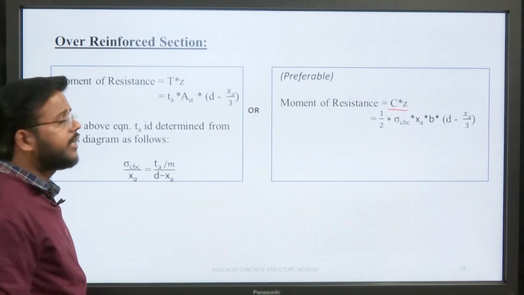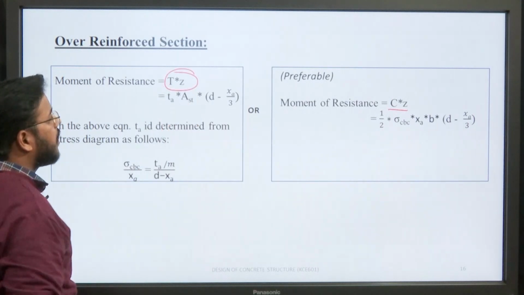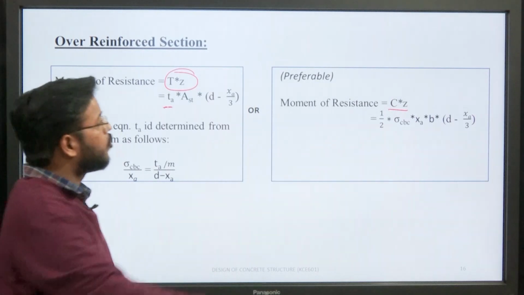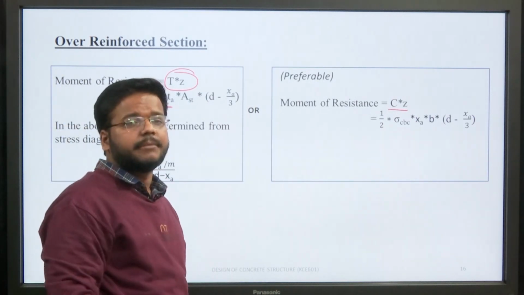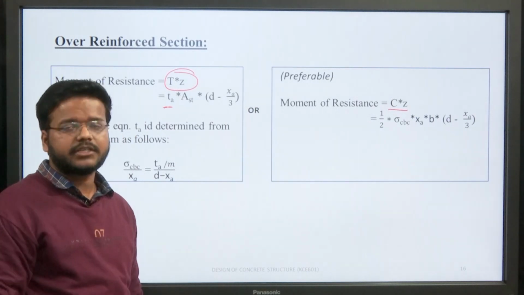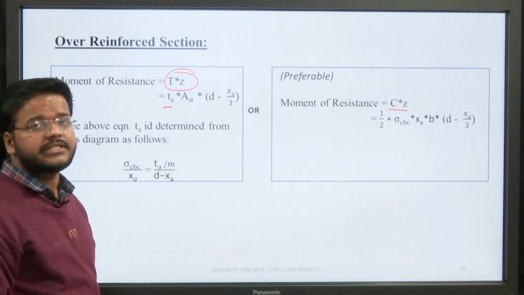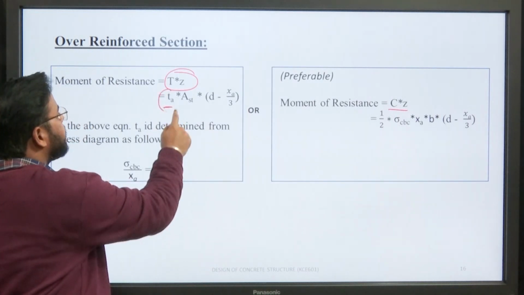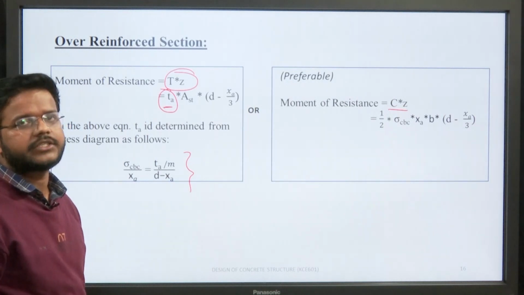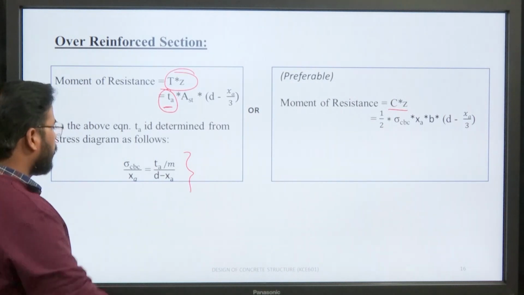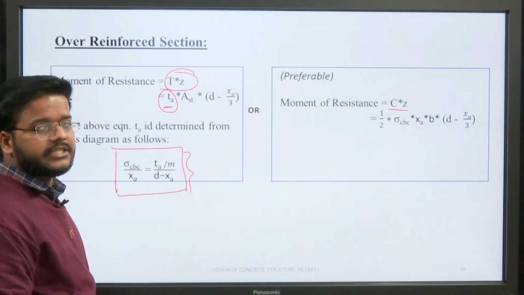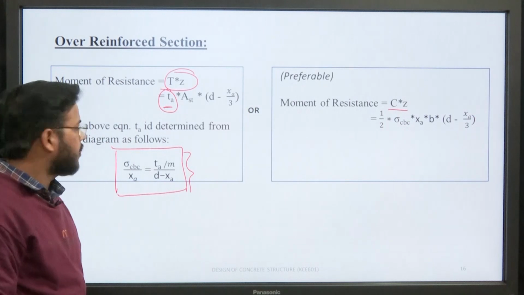But we can also calculate by using the tensile force and lever arm, but we have to find this Ta, which is not equal to sigma st, because the section is going to fail in compressive force, which means it is going to fail in concrete. So the stress coming in tension will be less than sigma st. We have to calculate this Ta value, then we can use this formula for the calculation of moment of resistance in the over reinforced section. Okay. This equation is basically derived from the stress diagram, which you can see from the previous slides.